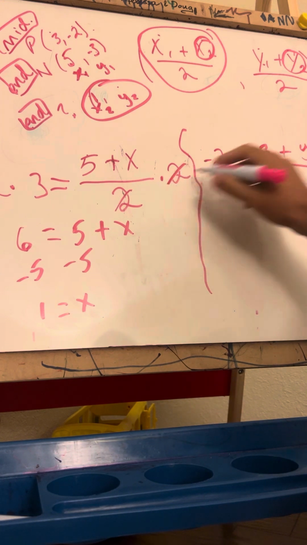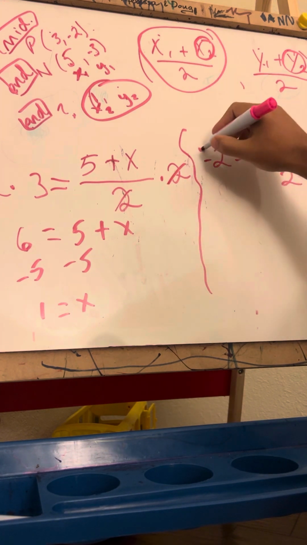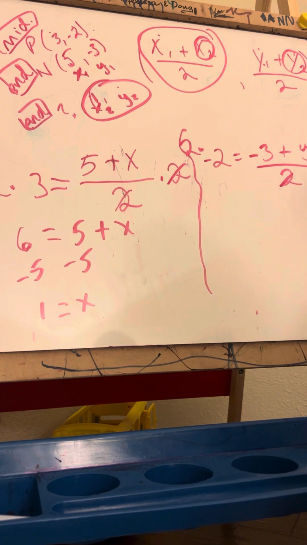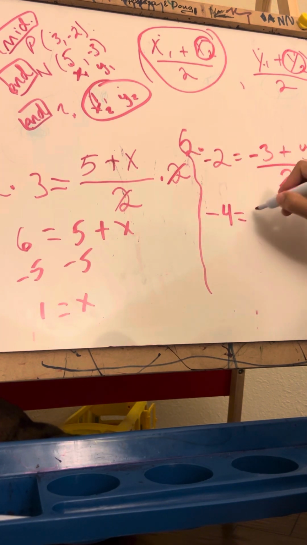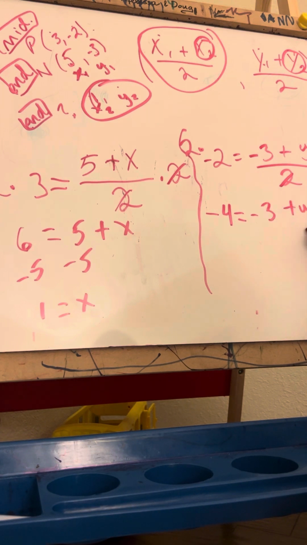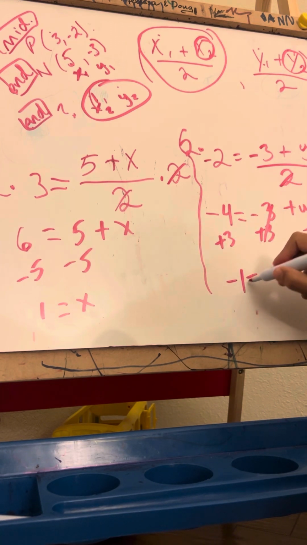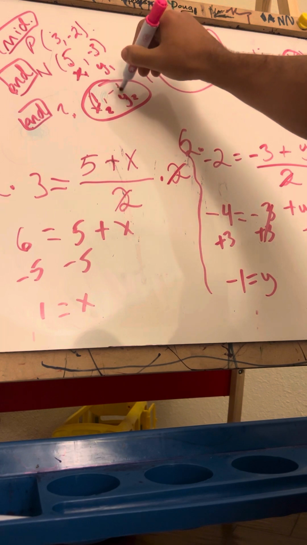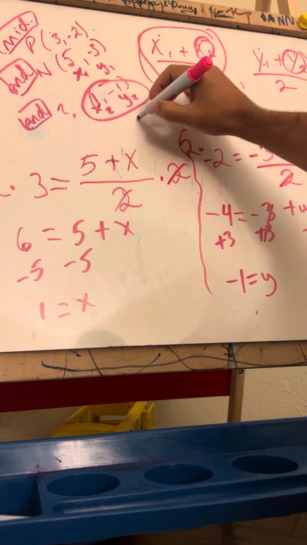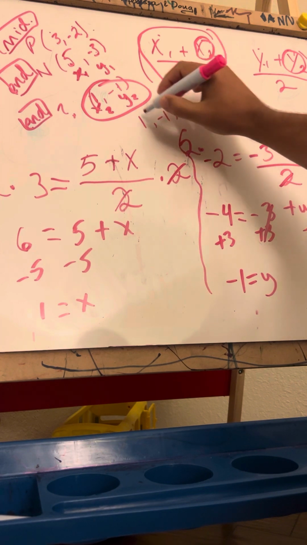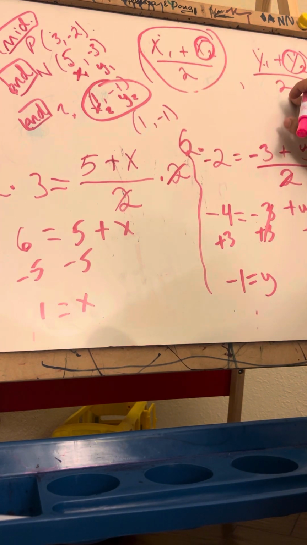So just like this one, the first step, we multiply by 2, multiply by 2. These cancel over here, and 2 times -2 becomes -4 equals -3 plus y. And we add 3 to both sides. This cancels, this goes to -1 equals y. So my y2 is -1, and that's my final answer, which is (1, -1). So yeah, it's just using the midpoint formula kind of backwards to find these missing values.